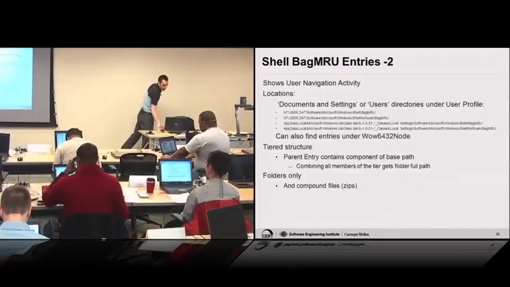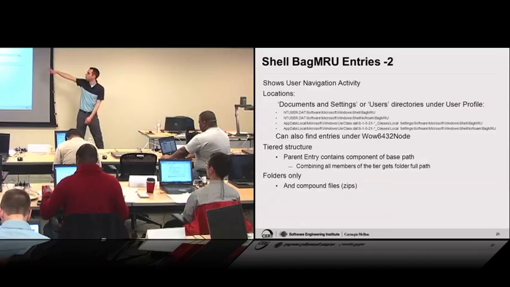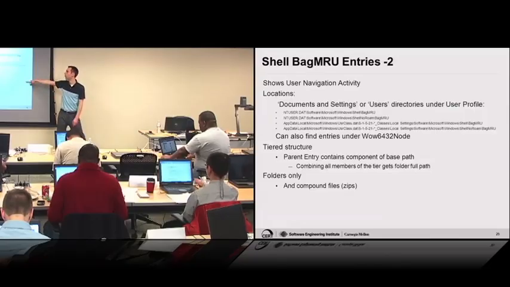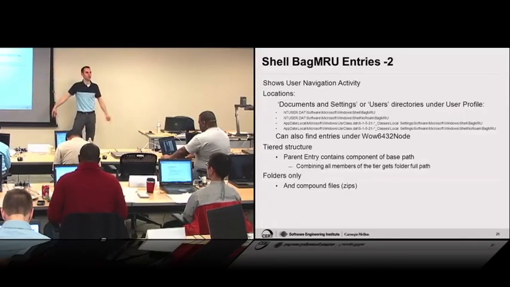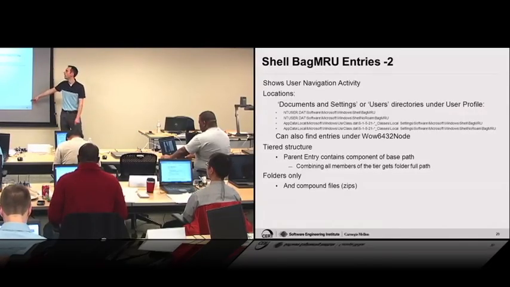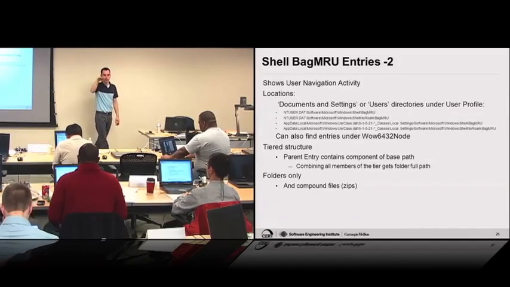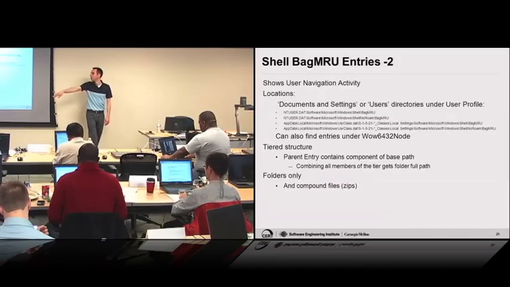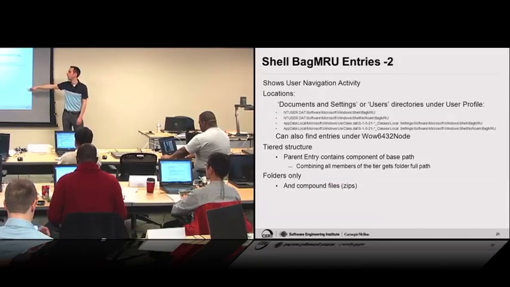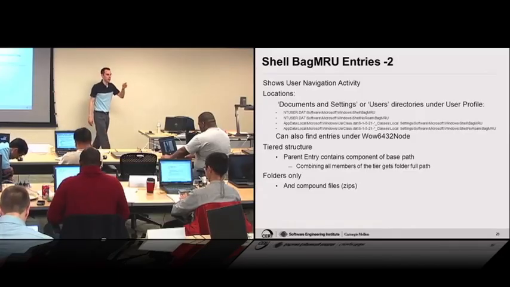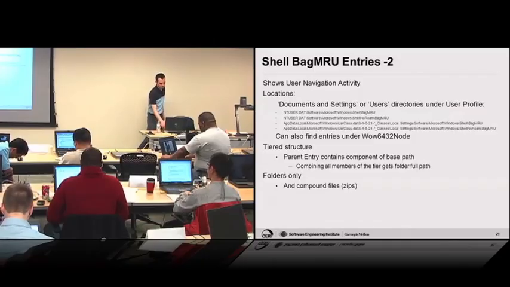So here's where they are. Here are the paths to those. Don't really worry about it too much. The one thing that I want to point out is that they have a tiered structure, which I'll show you in the next example. They have a tiered, hierarchical view of the folders. But they work with folders only. So it's not files specifically, it's only folders, or zip files, because they have their own structure.